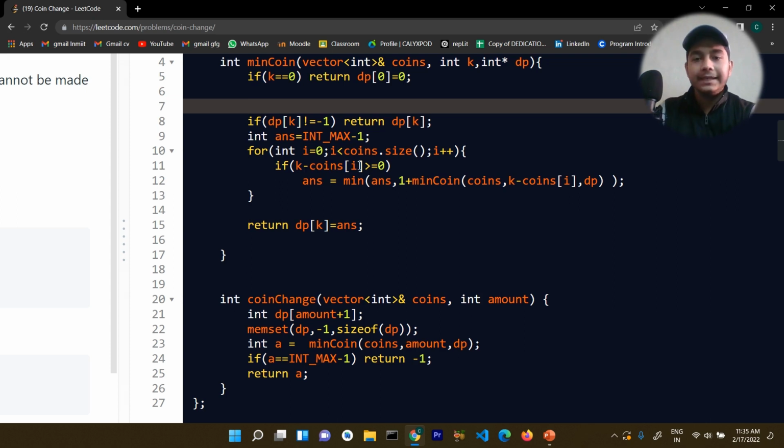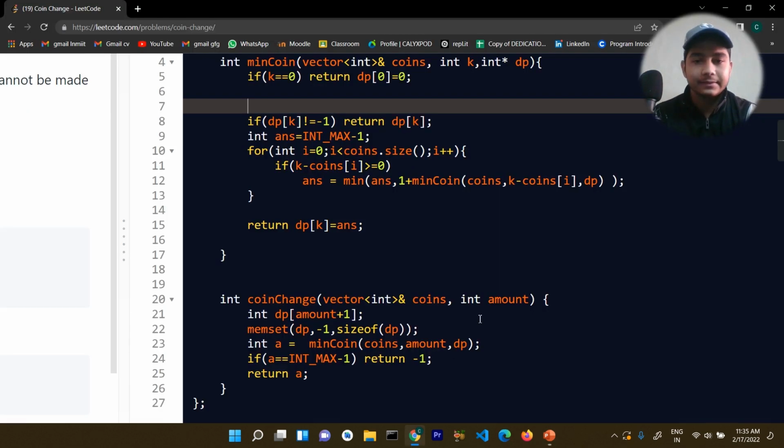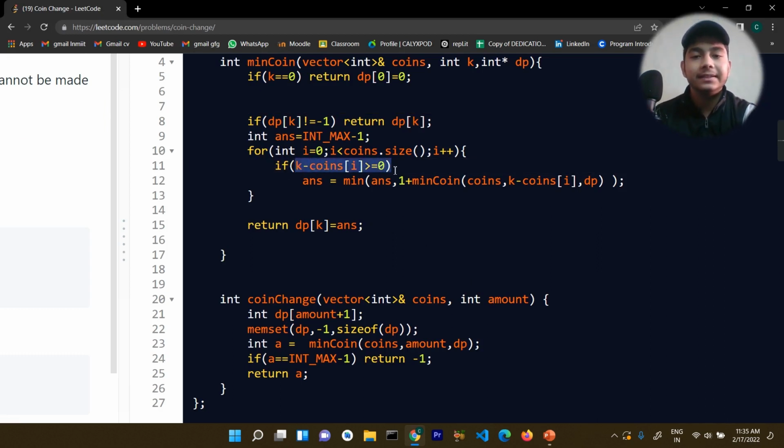Now, for each coin you have to check if k minus coins[i] is greater than 0, right? You might remember that in the case of 11, I took 11 minus 1. So 10 is greater than 0, then only I use 10. If 11 minus 2, 9 is greater than 0, then only I use 9. 11 minus 5, 6 is greater than 0, then only I use 6, right? Because it is a possible sum that I can get. If negative, you would return int max, right? So we will not be going into that condition, because we have the condition that if k minus coin size is greater than or equal to 0, then only we will go into the condition, right?